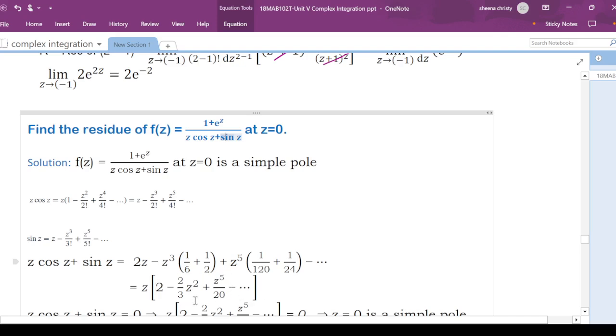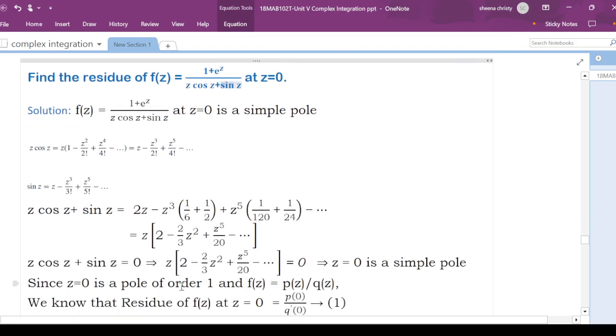So don't worry about the expansion of this. By equating this term to 0 to get the singular point, we'll get z into some expansion equal to 0. This shows that z equal to 0 or this expansion equal to 0. Definitely from this expansion we won't get the point z equal to 0. Therefore, by equating z equal to 0, you will get z equal to 0 is a simple pole of f of z.